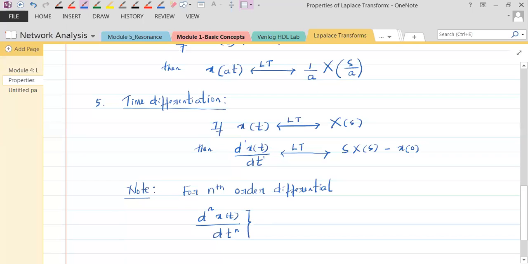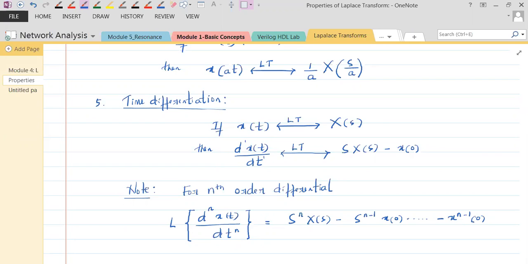So if you have an nth order differential like this, the Laplace transform of this would be s power n x of s minus s power n minus 1 x of 0, and just go on and on, minus x power n minus 1 of 0. So this is how things go if you have nth order differential.